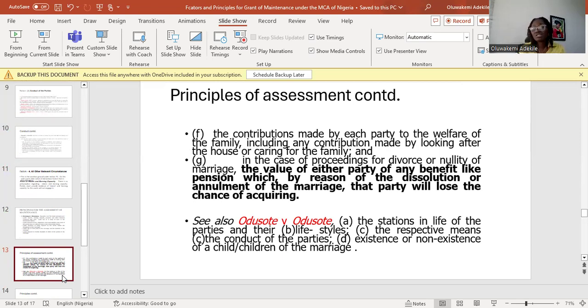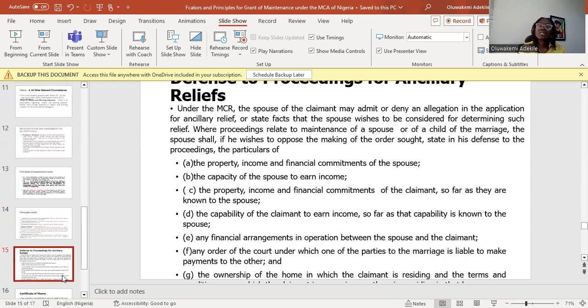They have children between themselves. They have other children with other people that they may also have to cater for. So these factors are considered holistically to arrive at what is fair and what is equitable in the light of the circumstances of the case.